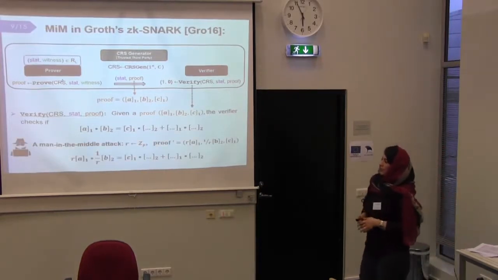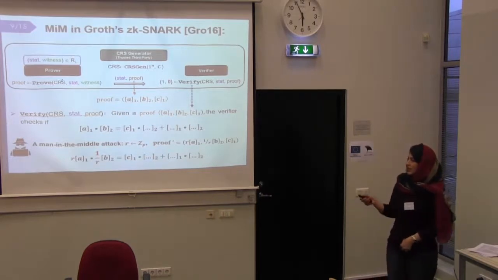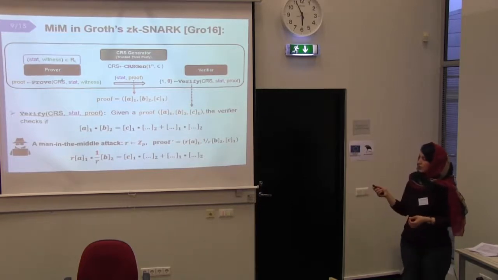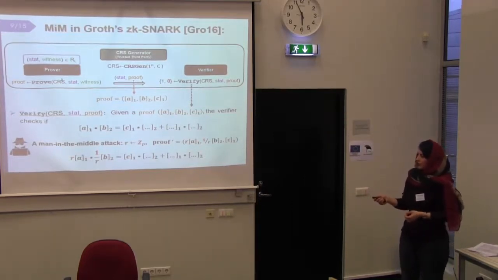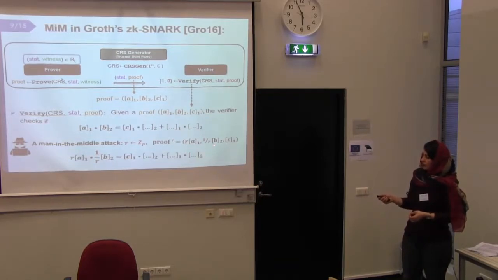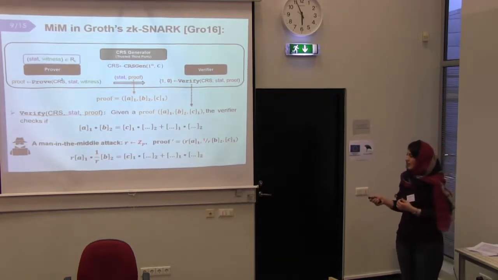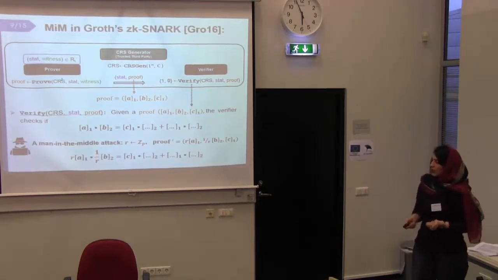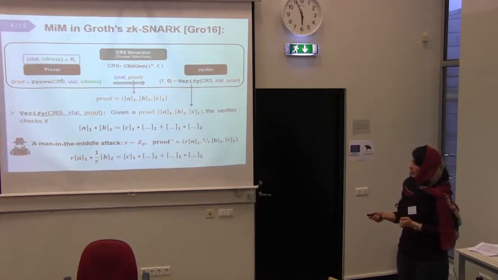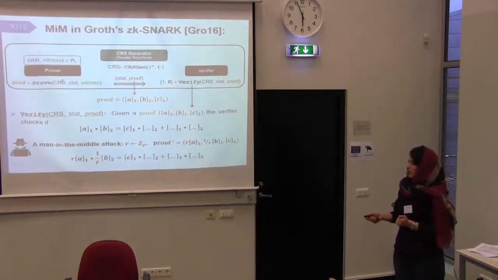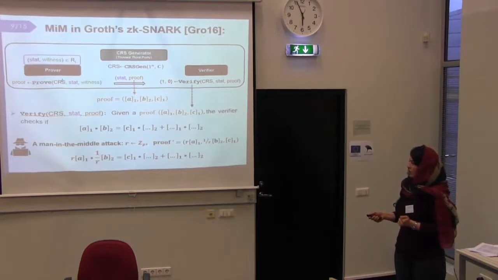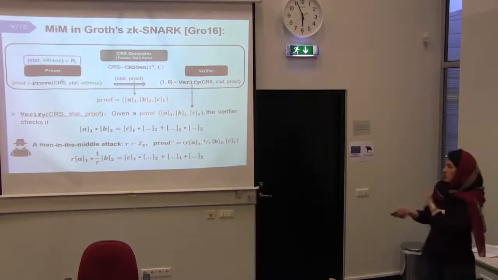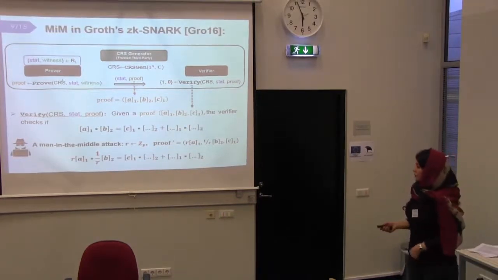A very simple man-in-the-middle attack here is that the adversary samples randomness R and multiplies the first element A of the proof with R, and then multiplies the second element of the proof, B, with 1 over R. You can see that verification will pass because R and 1 over R cancel each other out, so very easily it is malleable.